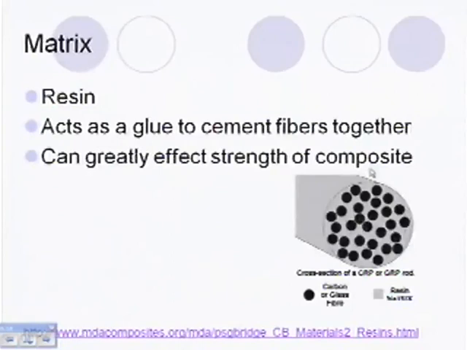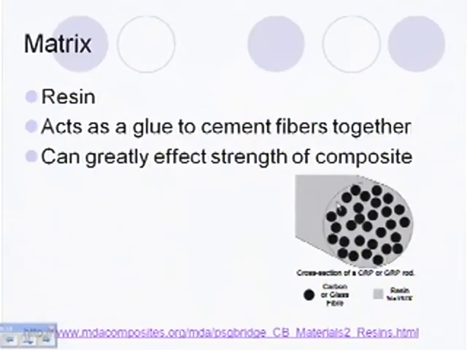The matrix is an important part of the composite. It's the resin or the glue that binds together the fibers. So in the clay and straw bricks, the clay would be the matrix of the composite. In this picture down here, there's a composite rod made from carbon fiber and a matrix. The black dots represent the carbon fiber fibers, and the gray represents the resin matrix.